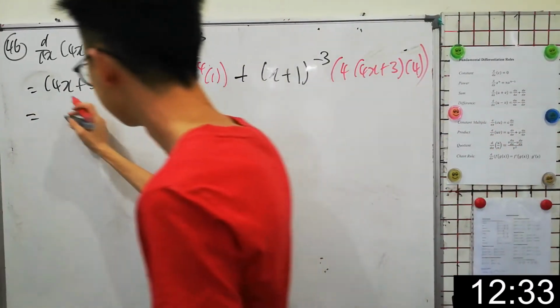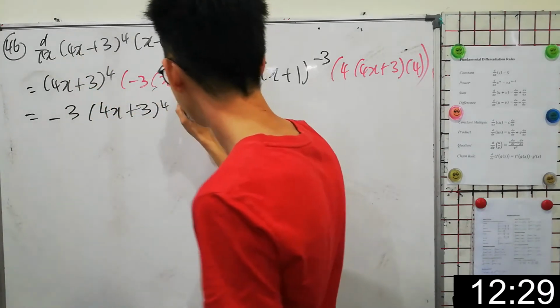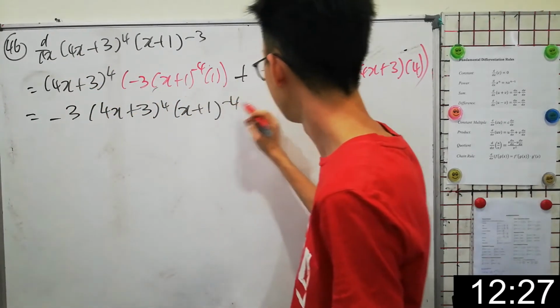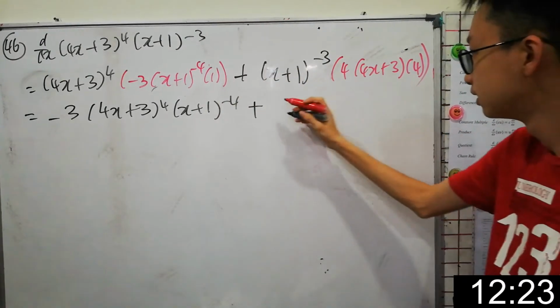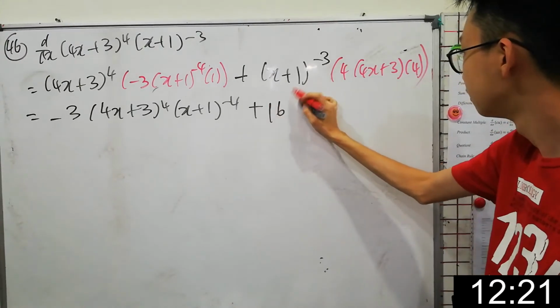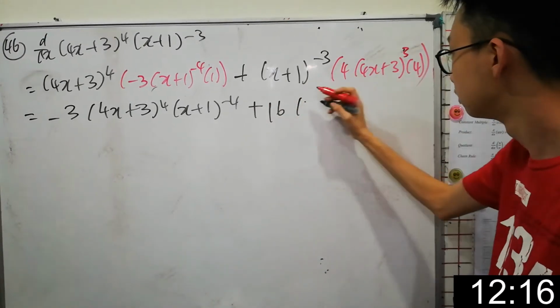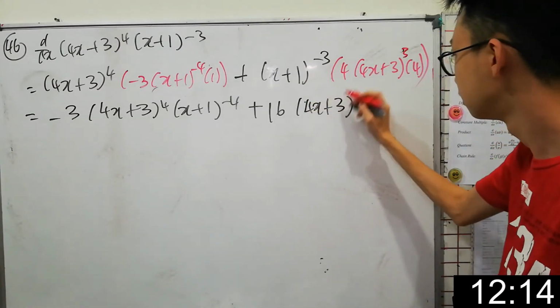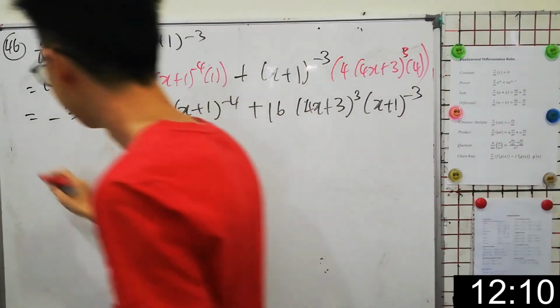Then I think I will just write like this. 4x plus 3 to the 4th, x plus 1 to the negative 4, plus 4 times 4 is 16. This is a cube, yeah. 4x plus 3 cube, x plus 1 to the negative 3. I hope I don't make any mistake here.